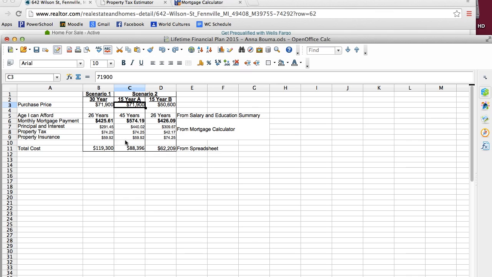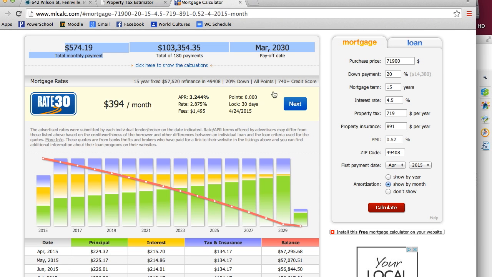Next, for this next section right here, we're going to need to use a mortgage calculator in order to fill out all this information. So in order to figure out the monthly mortgage payment, we're going to go over here and we're going to put in the price of the house, which is right here. We're going to put the mortgage term for the first column at 30 years. The property tax, we put 10% of the purchase price right here.